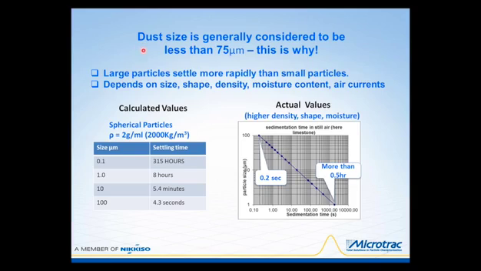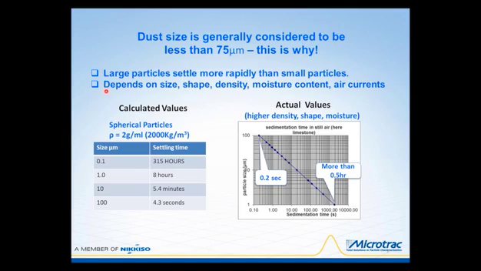Dust size is generally considered to be less than 75 microns, and this is the reason why that is. Number one, large particles settle more rapidly than small particles, and this depends on the size, the shape, the density, moisture content, air currents, and anything that will allow or propel small particles into the environment or into the atmosphere.